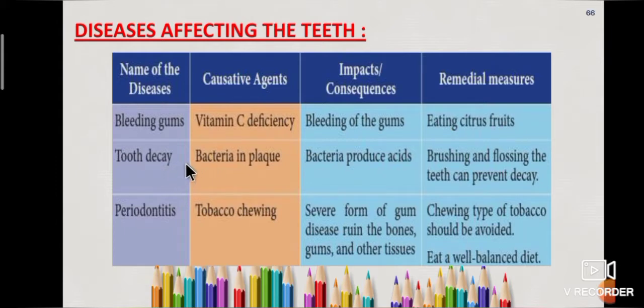Second one, tooth decay. Causative agent is bacteria in plaque. Impact, bacteria produce acids. Remedy is brushing and flossing the teeth can prevent decay. Periodontitis, causative agent is tobacco chewing. Impact, a severe form of gum disease that ruins the bones, gums and other tissues. Remedy is chewing type of tobacco should be avoided. Eat a well-balanced diet.